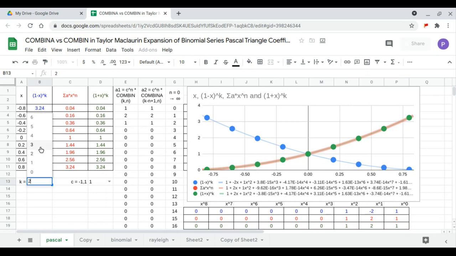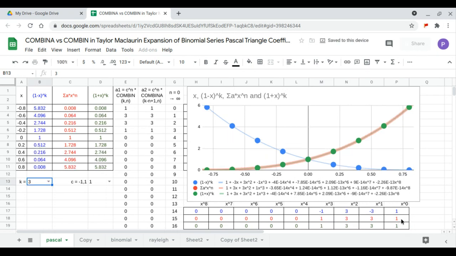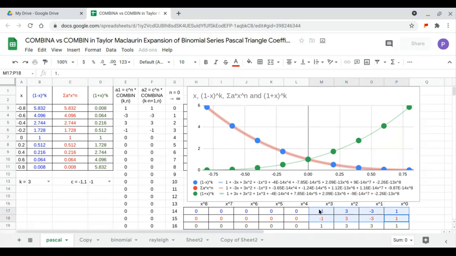We increase this to 3. This time our Pascal triangle coefficients are 1, 3, 3, 1, which is the same as the 1 plus x, because the red line is on the green. So the expansion approximates 1 plus x to the power 3. If I change c to negative 1, the expansion approximates 1 minus x to the power 3. And their Pascal triangle coefficients are the same, and their polynomials are the same.